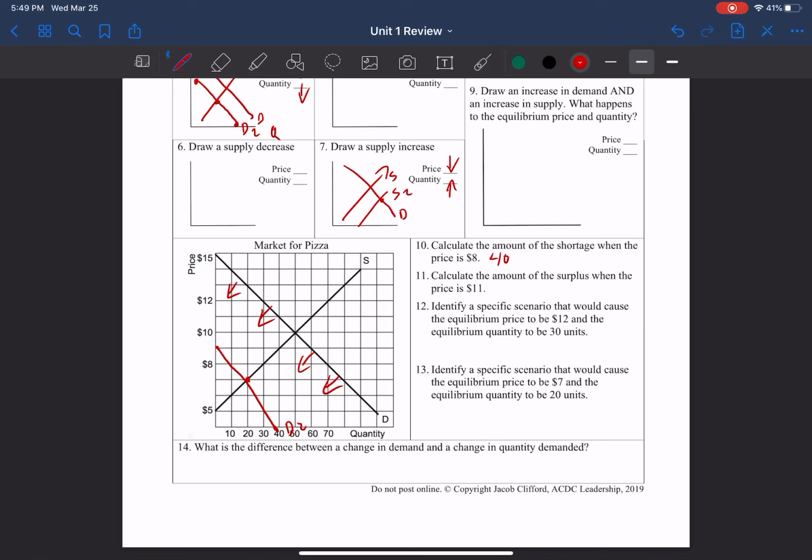Now we just need a specific scenario that would cause our demand line to decrease. That can be anything from there's fewer consumers, tastes have changed, maybe they no longer want pizza, or the price of another related good, a substitute good that people buy rather than the pizza, has decreased, causing more people to go eat that instead of eating pizza. Anything that can cause a decrease in demand is an acceptable answer.